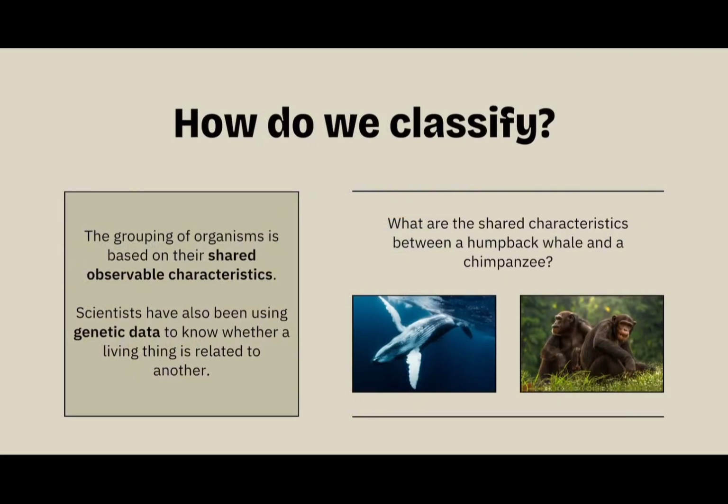So how do we classify? The grouping of organisms is based on their shared observable characteristics. Scientists have also been using genetic data to know whether a living thing is related to another. One question to think about is, what are the shared characteristics between a humpback whale and a chimpanzee?